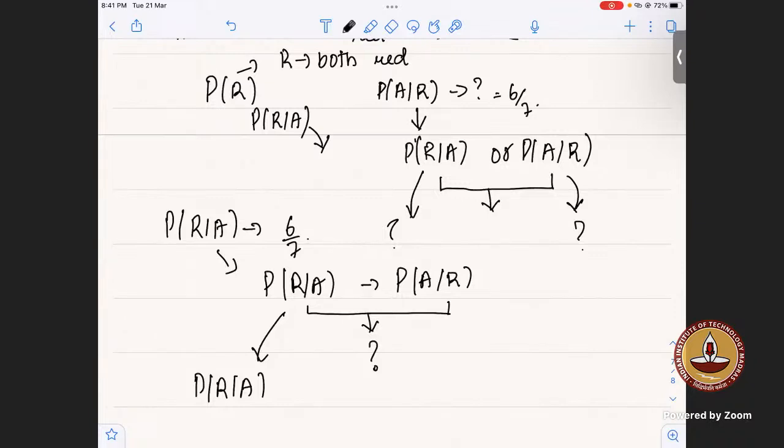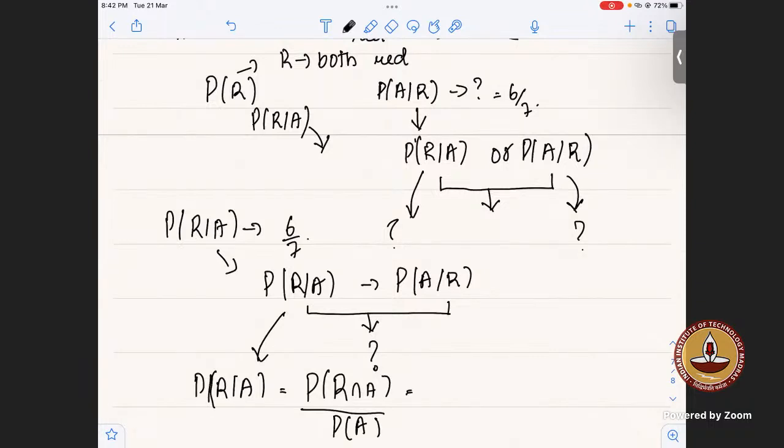What do you call R given A? It is P(A given R) dot P(R). You can write that, just let me know whether I have written it right or not. P(R given A)... P(A given R), not intersection. Achha, you are writing like this.